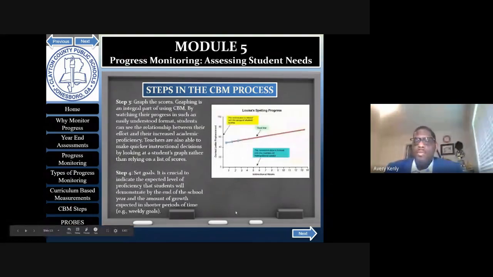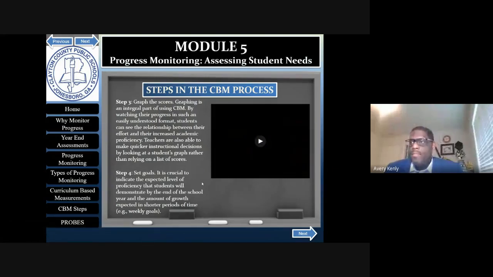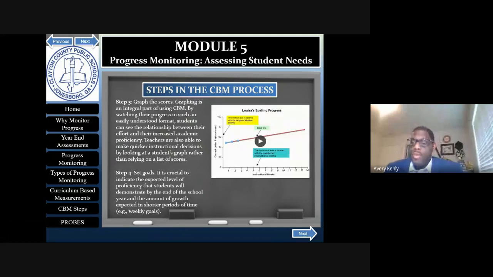All right, remember step 3, we want to graph those scores. Here's an example of where we graph those scores. And this is the part that many teachers have difficulty with, in the fact that, yes, we do have to assess progress over an extended period of time. All right. So step 4, we set goals. It's critical to indicate the expected level of proficiency that students should demonstrate.